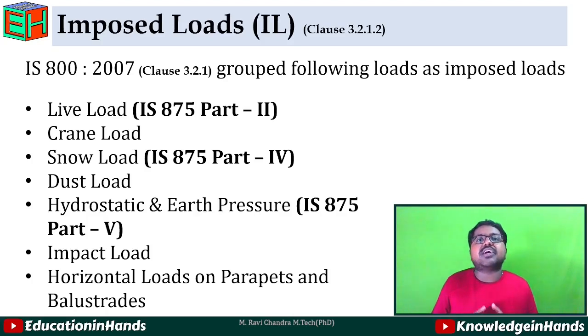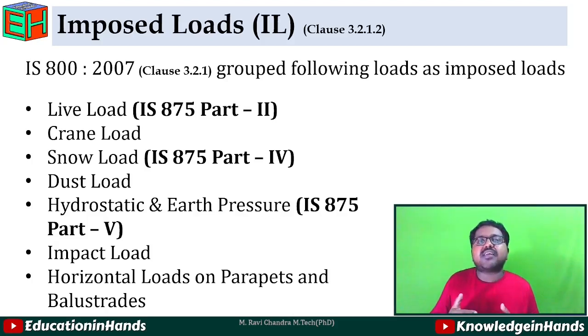The next one is dust load. This is majorly considered in areas where dust formation is more. It is also a type of imposed load. Next is hydrostatic and earth pressure, which is classified in IS 875 part 5.